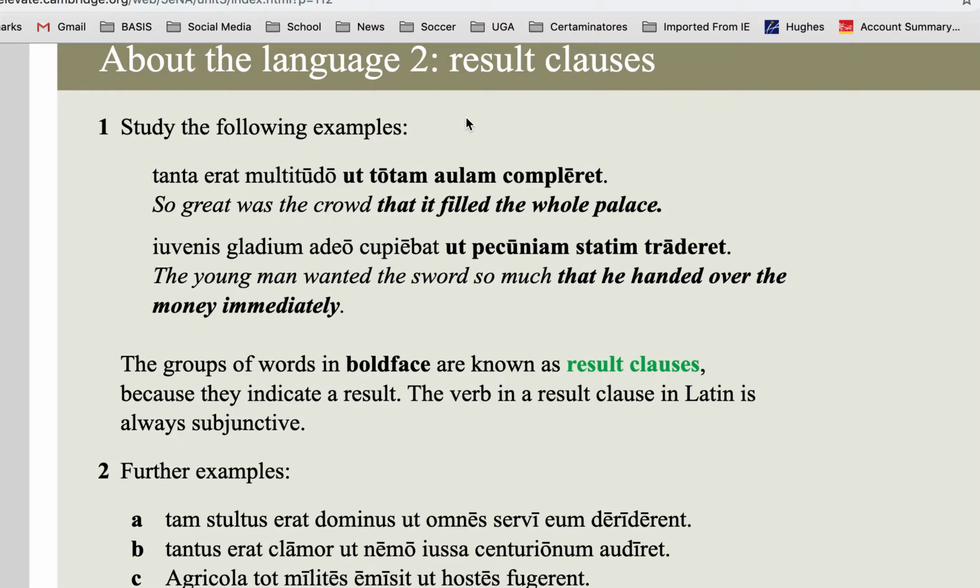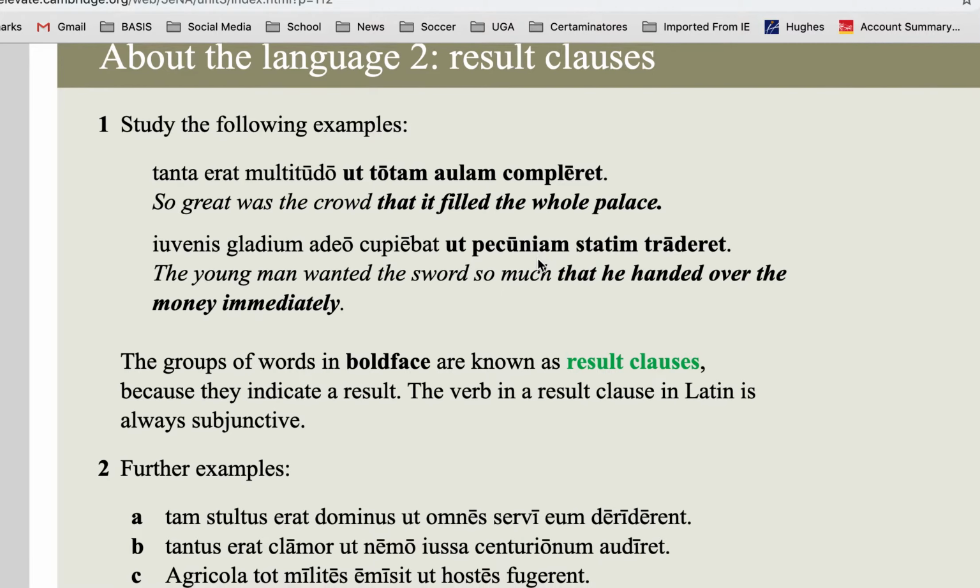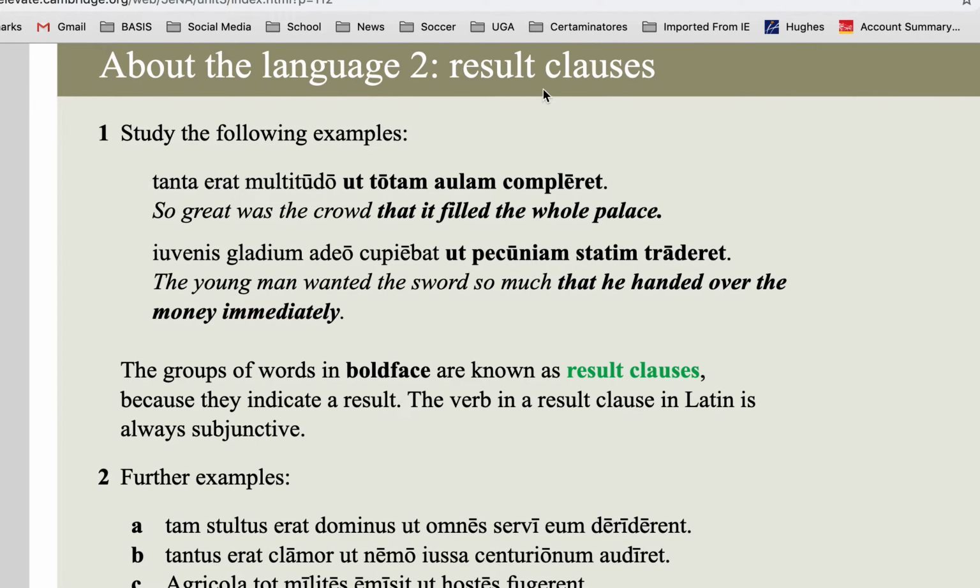Your mama is so, she is so fat that she sat on a dollar bill and four quarters popped out. Any of those ideas, those are like result clauses. So here, not just that there was a crowd, but the crowd was so big, so great, that it took up the whole palace. It filled the whole palace. Not just that the young man wanted a sword, but he wanted it so much that he handed over the money immediately. And so part of the deal here with the result clauses is just recognizing the so words.